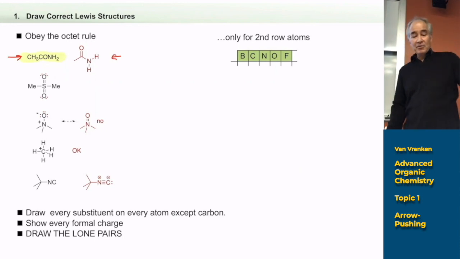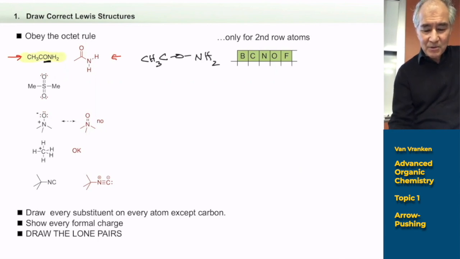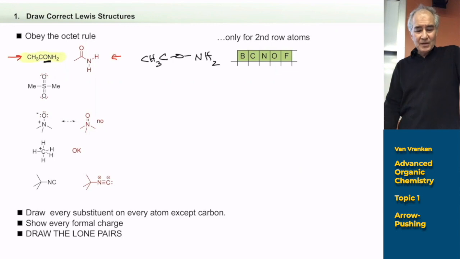That may sound easy, but when you first look at this, it looks like there ought to be an oxygen-nitrogen bond in there. So if you start to draw structures that look like this, CH3CONH2, well, that's not a correct Lewis structure. There's some atom in there that's not going to be obeying the octet rule. So it's critical that you obey the octet rule when you draw out Lewis structures.